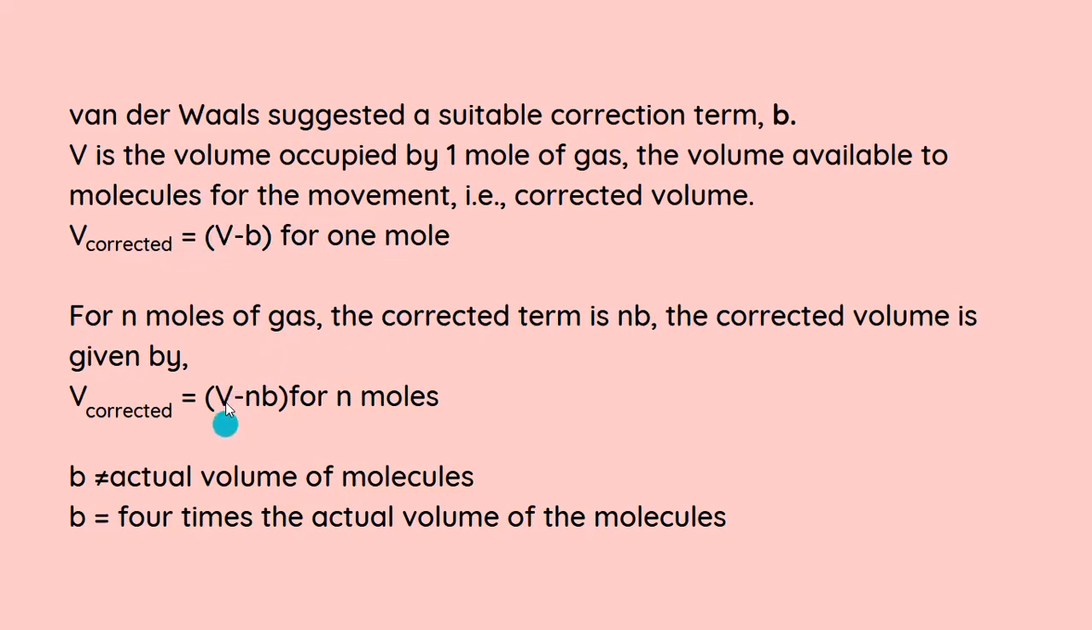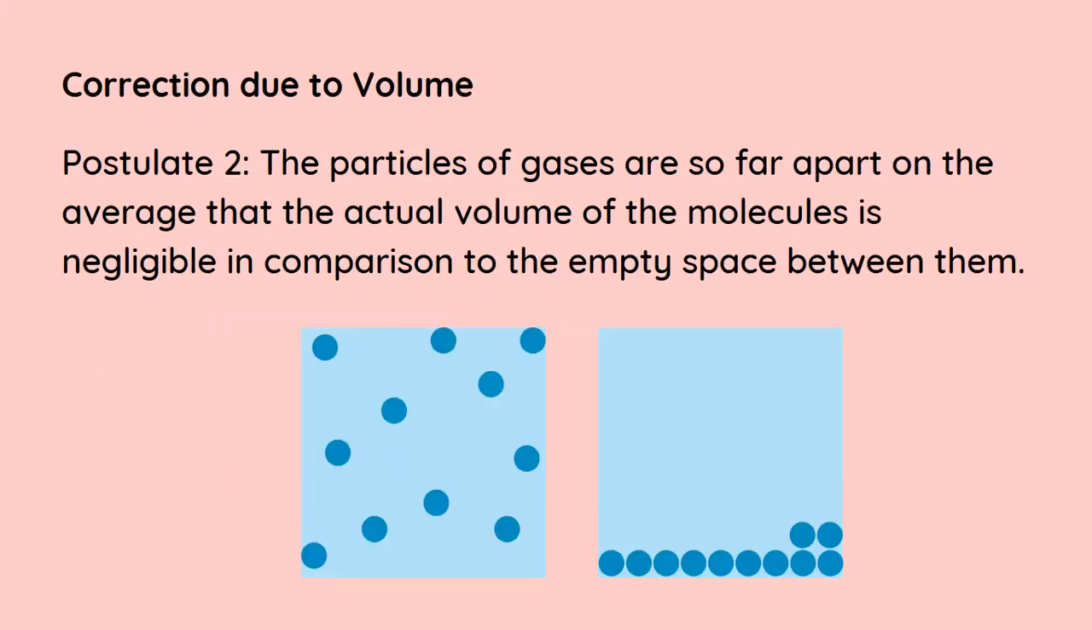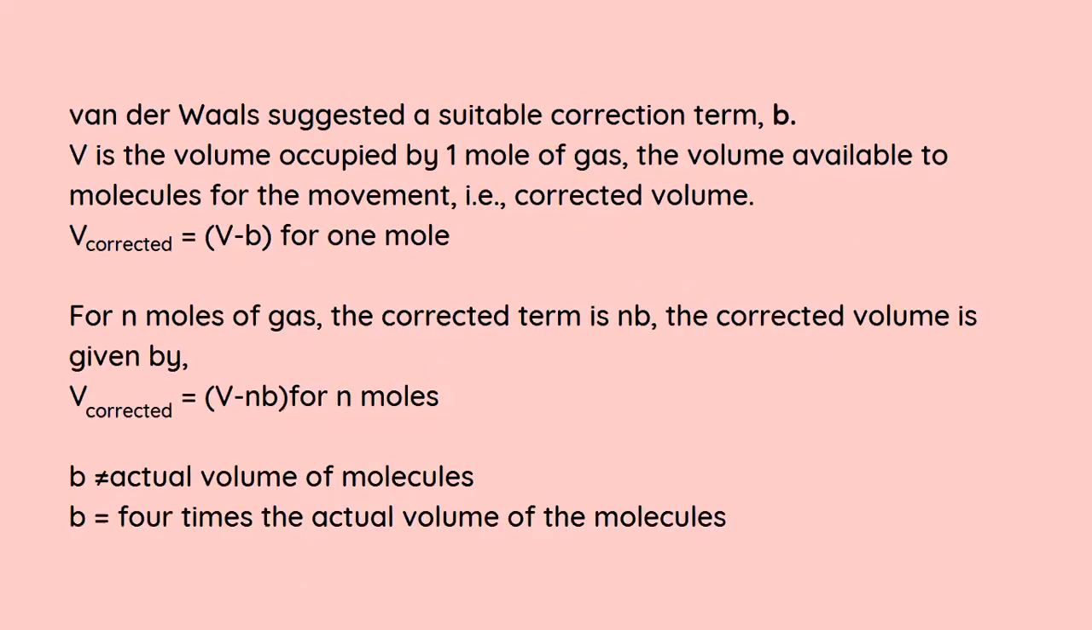For n moles, it's going to be V minus nb. And b is not equal to the actual volume. It was calculated to be 4 times the actual volume of the gas. Okay, so that's the correction due to volume. First of all, we assumed that the empty space over here was way more than the volume occupied by the gas, but in reality, it was not negligible. So there was a difference in the volume that was observed.